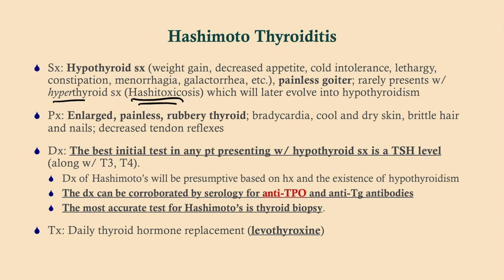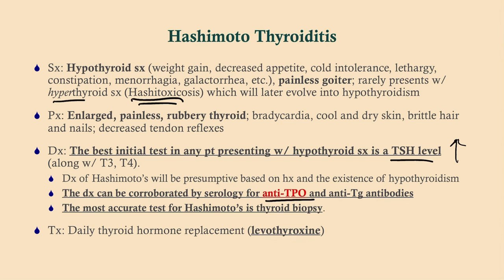The diagnosis, you're going to start out with that TSH level. It should be high. TSH is going to be high because this is a primary hypothyroidism. And then at that point, once you have a high TSH, low free T4, then what you're going to get is the anti-TPO and anti-thyroglobulin antibodies. The anti-TPO is the most important one. And then once that comes back positive, you have a confirmation of Hashimoto's.